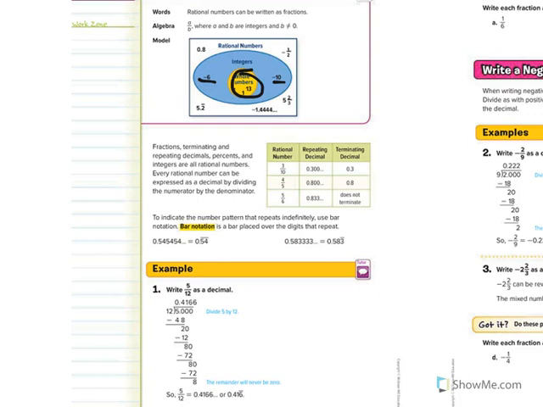Now we're learning that all those integers that we know are also considered in a larger category, called rational numbers, which are any number that can be written as a fraction. So all those whole numbers we learned can be written as a fraction, all the integers we've learned can be written as a fraction, and all these other examples can be written as a fraction as well. So fractions, terminating and repeating decimals, percents, and integers are all rational numbers, and every rational number can be expressed as a decimal by dividing the numerator by the denominator. We're going to see that in our examples.